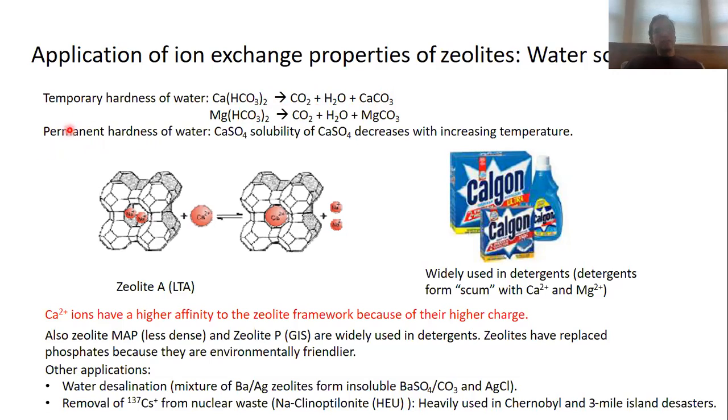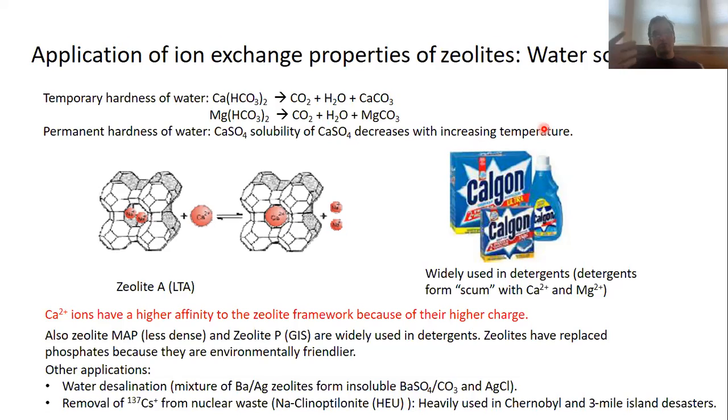So in addition to that, you can also have permanent hardness of water. The permanent hardness results from the presence of calcium sulfate in water. So the solubility of calcium sulfate in water decreases with increasing temperature. So again, when your water is in contact with a hot surface in a water heater, for example, then you actually deposit calcium sulfate on that surface in the form of scale.